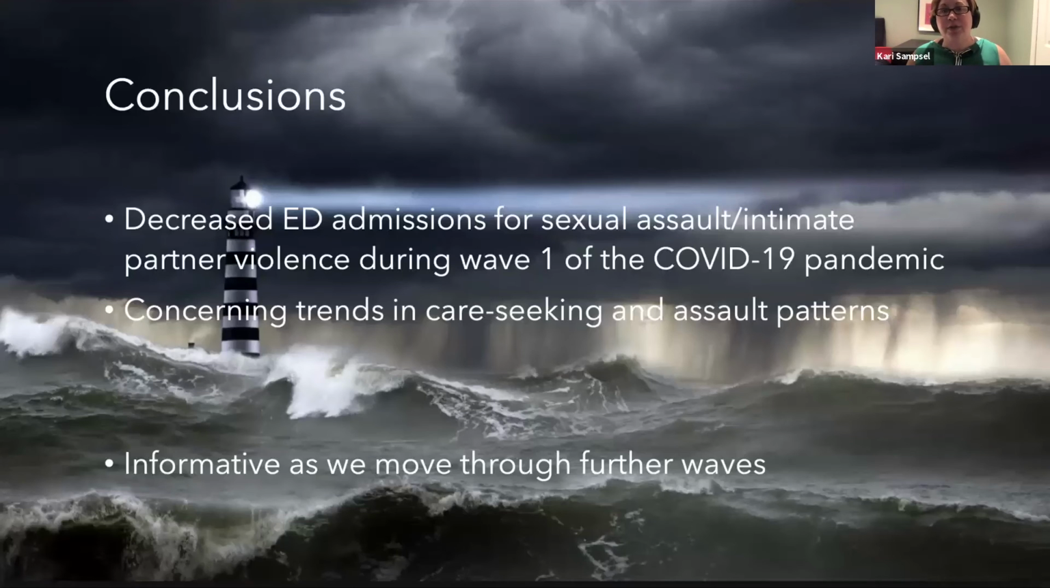And so our conclusions are that there were definitely decreased admissions for sexual assault and intimate partner violence during wave 1 of the COVID-19 pandemic. And there were concerning trends that we noticed in care seeking and assault patterns. We saw way fewer younger people, likely because they didn't have the agency or ability to get to us to get help. We looked at arrivals by ambulance, and while it was not statistically significant, there was an increase in arrivals by ambulance, probably because people were not able to just come by themselves during that time frame.